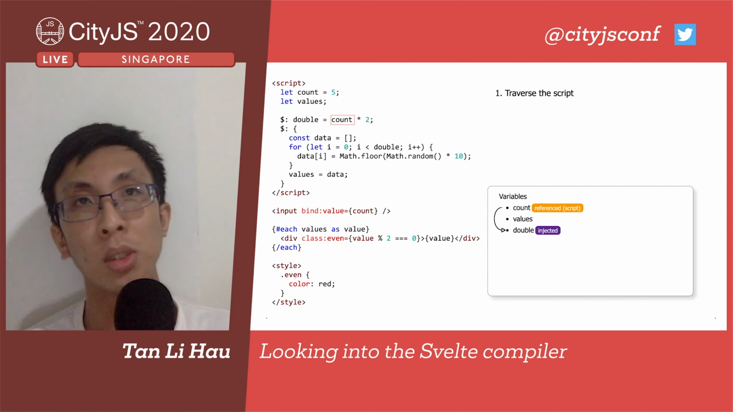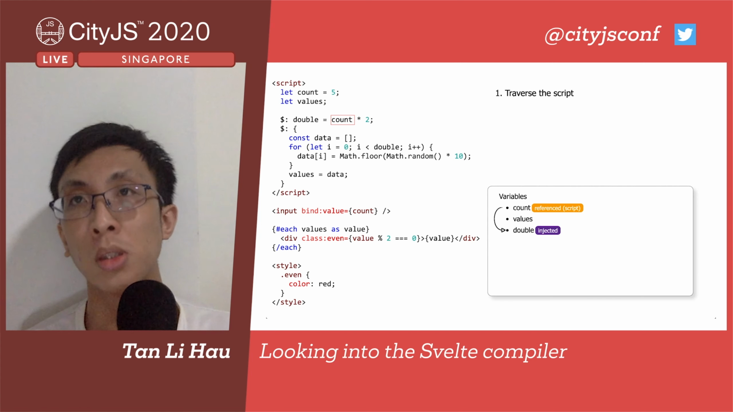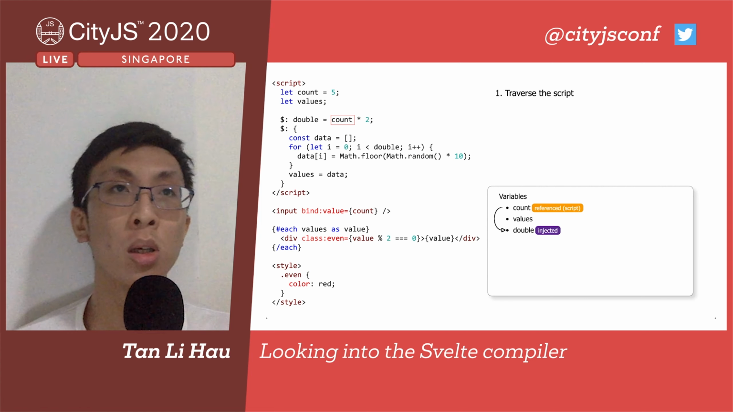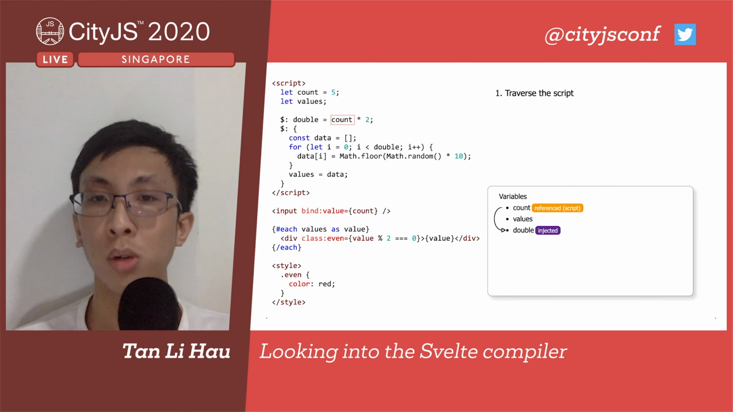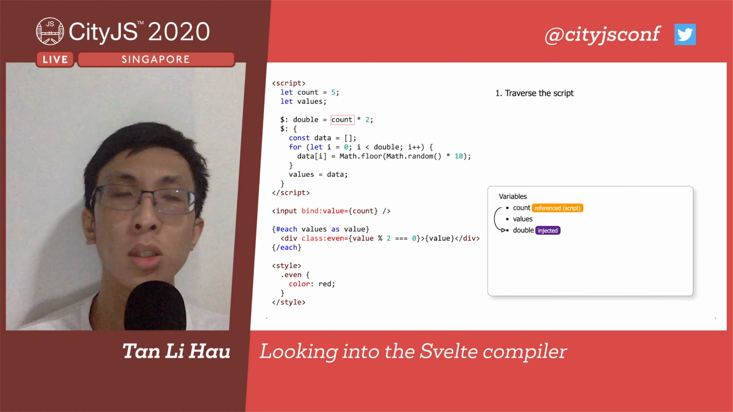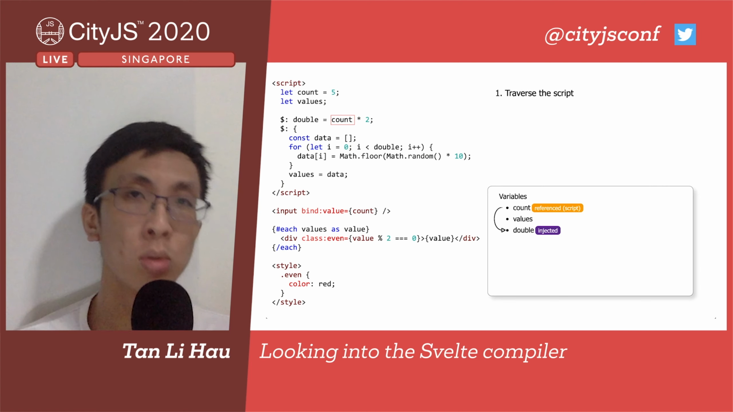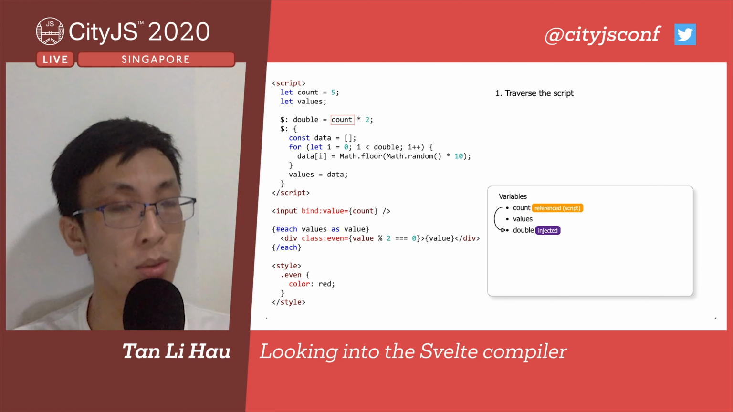Here we encounter count again. This time it's being referenced instead of being assigned a value, and it is used to compute the value of double. So we draw a dependency relationship between count and double. So double is depending on count.